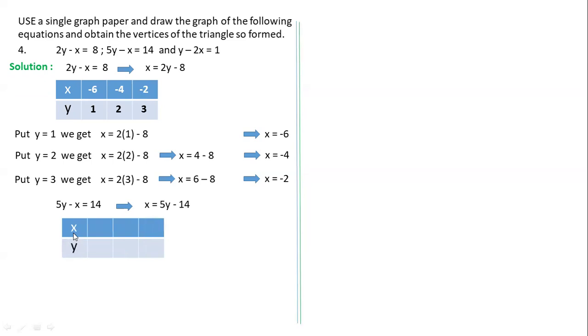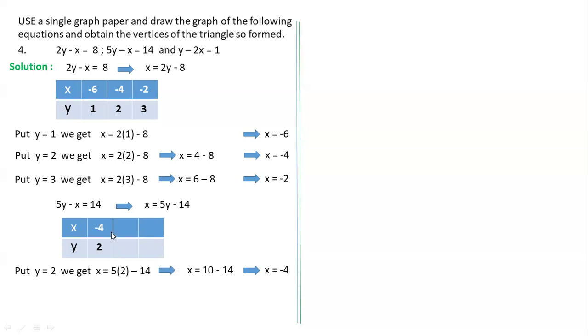Table. Put y is equal to 2. Y is equal to 2 means 5 into 2 is 10. 10 minus 14, 10 minus 14 is minus 4. Okay, put the values in the table.